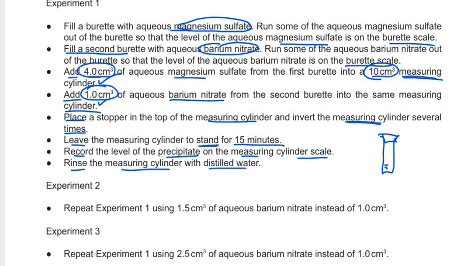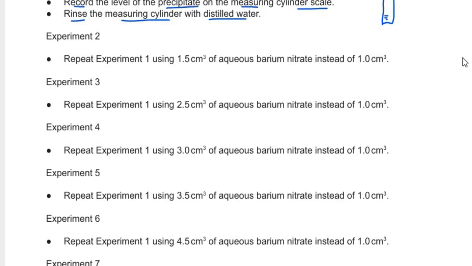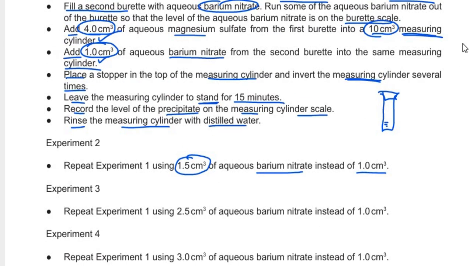This is the procedure. Now in experiment 2, we are repeating, but using 1.5 cm³ of barium nitrate instead of 1 cm³. Now remember, in this step we had added 1 cm³ of barium nitrate to the measuring cylinder. 4 cm³ of magnesium sulfate was taken. That has to be maintained. That is, in the second experiment, again we are taking 4 cm³ of magnesium sulfate, but we are adding 1.5 instead of 1 of barium nitrate.